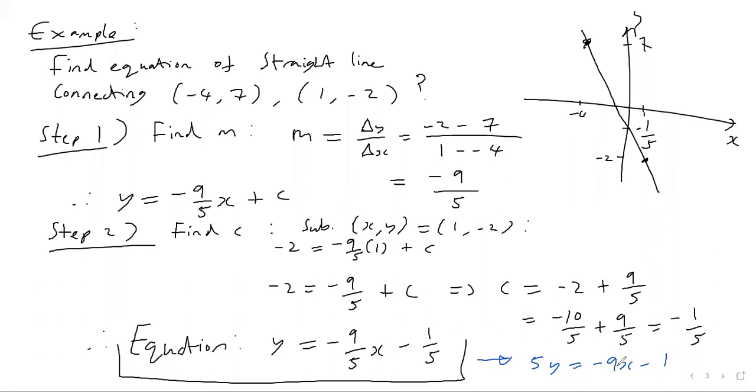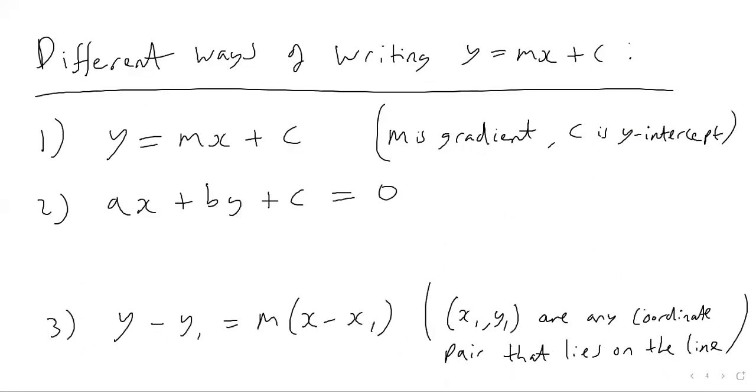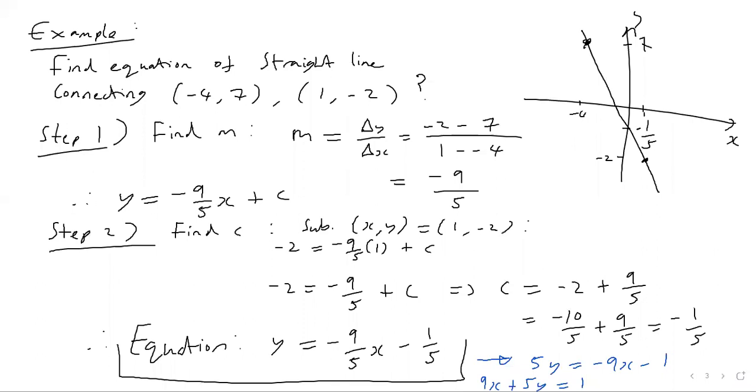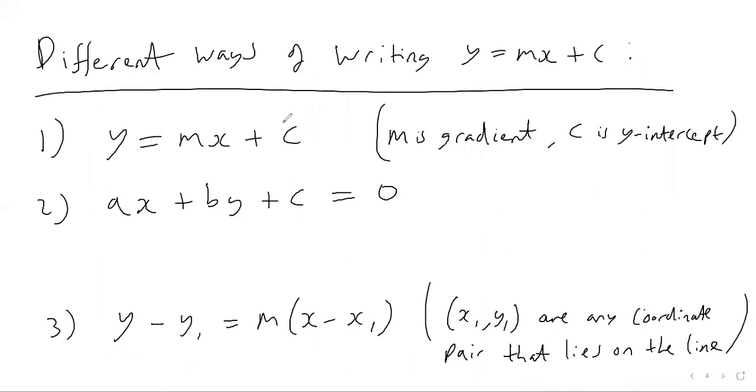And then we can actually add the 9x to both sides, add 1 to both sides, we get 9x plus 5y equals 1. So that's another way in which we can write or denote the equation of the straight line. Let me actually do this again. Sorry, this should be a plus 1 there. Sorry, plus 1 equals 0, just by adding the 1 to both sides as well. Okay, so that's another way we could do it.